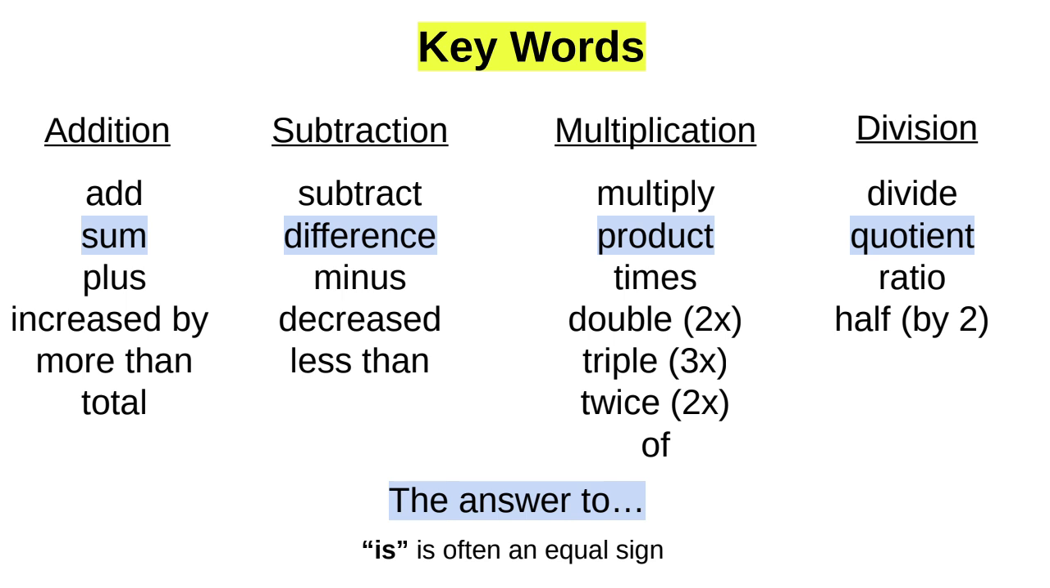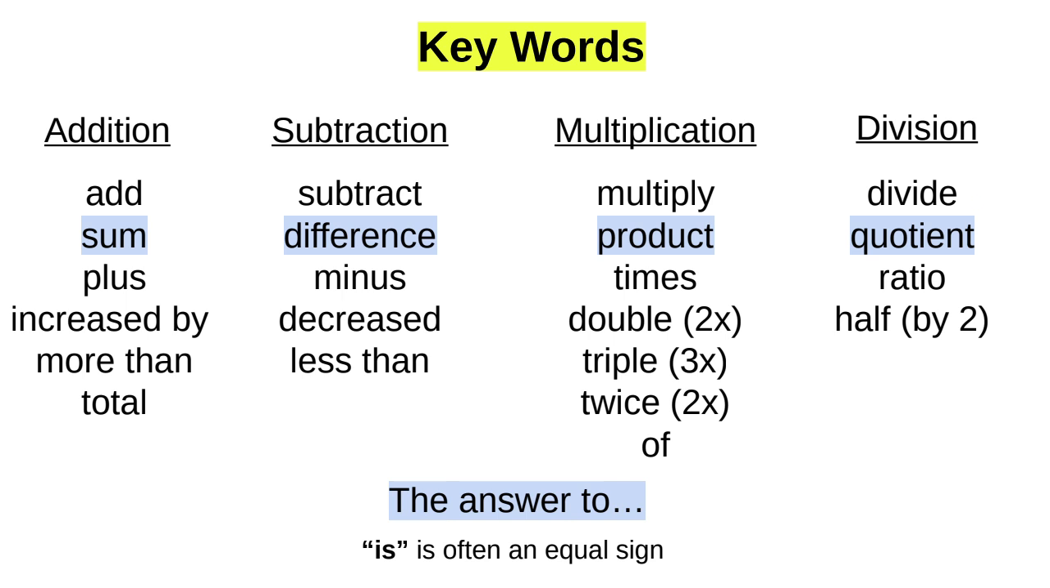For multiplication, we could say multiply, product, times, double, which really means times 2, triple, which would be times 3, twice is also times 2. And I've added "of" to the list. Now, "of" doesn't always mean multiply, but it's something to look out for. If somebody said, what is half of 10, you would be doing 1/2 times 10. So something to think about.